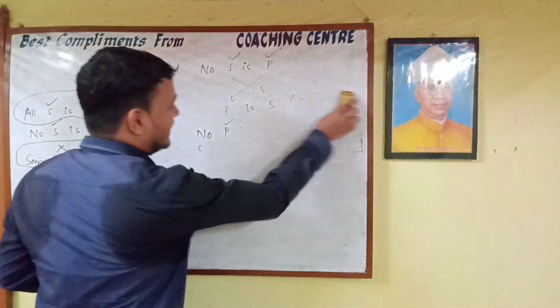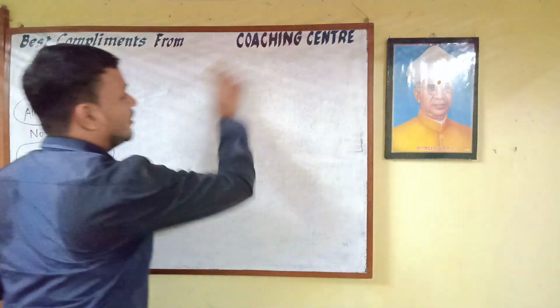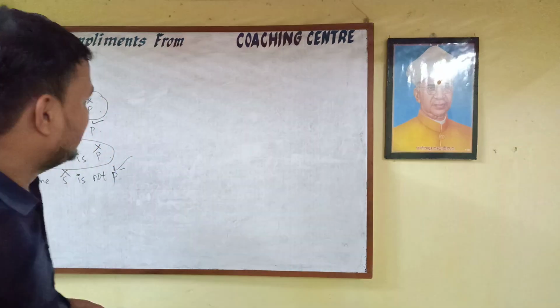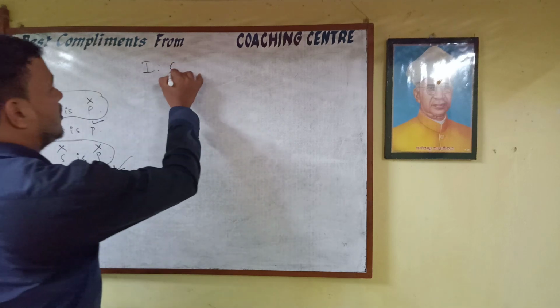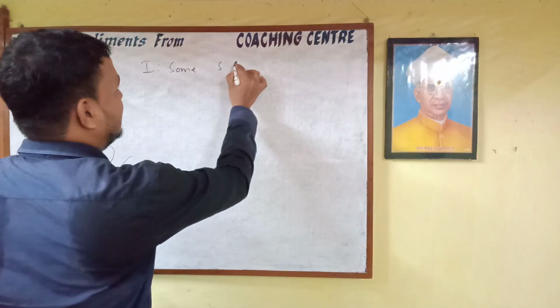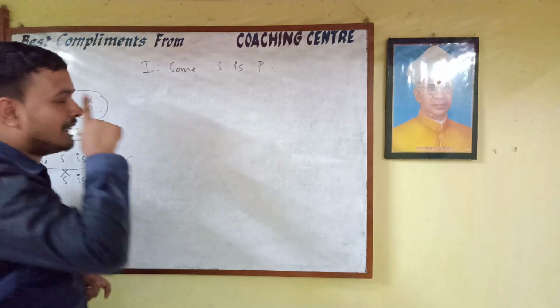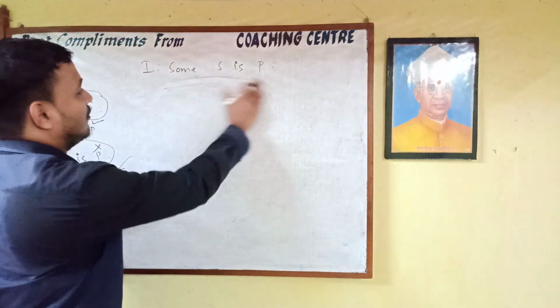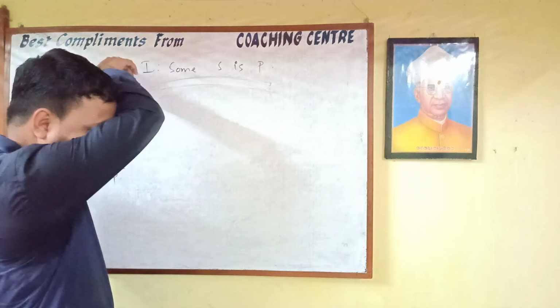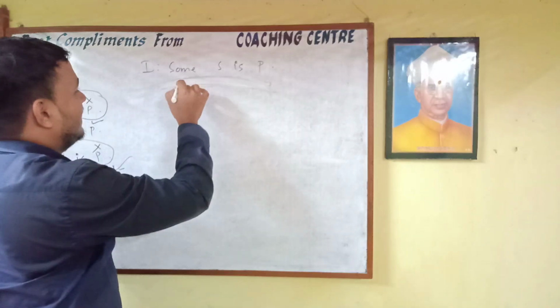Okay, next we will go to the I type of proposition. Listen carefully, the I type of proposition is some S is P. We will do this a bit faster because of the time limit. Simply, some S is P.